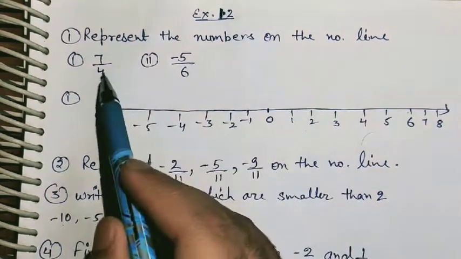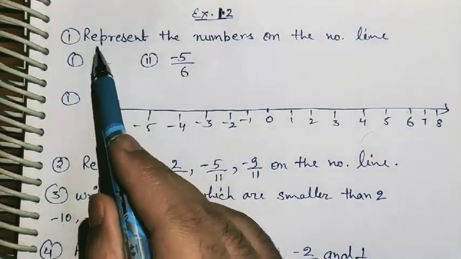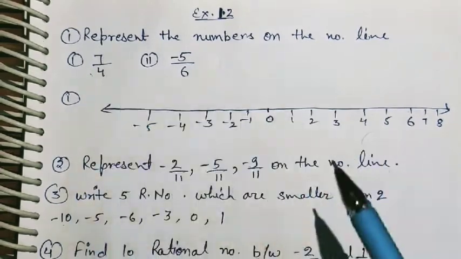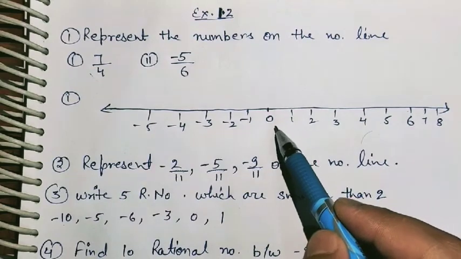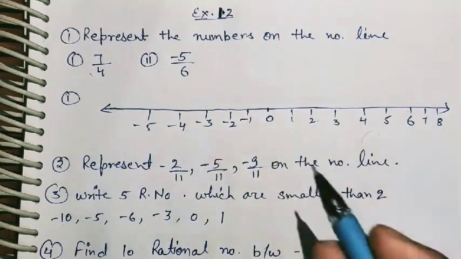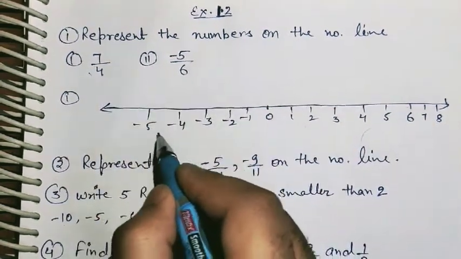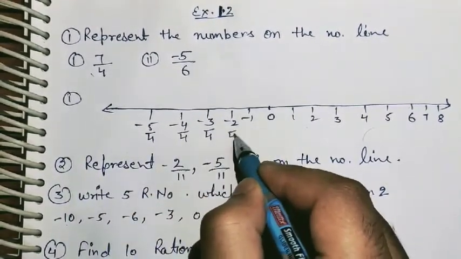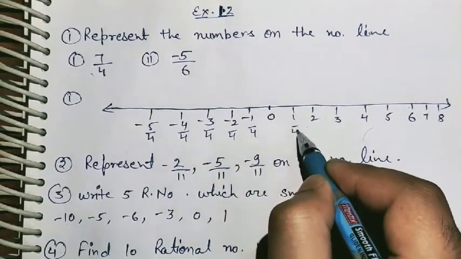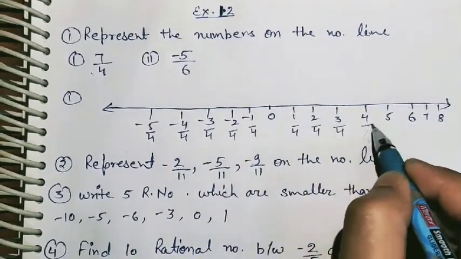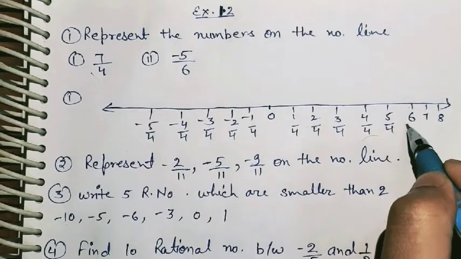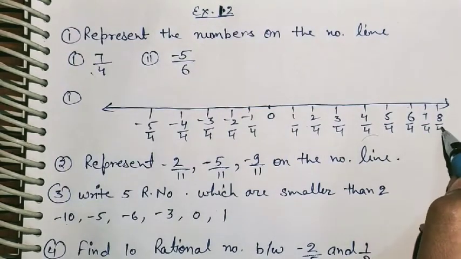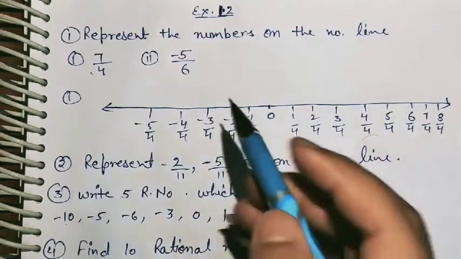So first step is you have to check whether the number is a positive rational number or a negative rational number. It is a positive rational number, so be sure about it. It will be to the right side of 0. So first step is you have to put 4 in the denominator of each integer. First you have to draw a number line, then write integers on it, then you can divide each integer by 4.